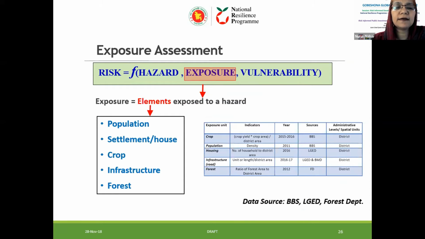And for the exposure, we have only a few items, because the most important thing is to have comprehensive data for all the districts. As the data on population, settlement, crop, infrastructure, and forest was very solid and available for all districts, we only measure these indicators, but we could add more in this system, the DRIP. We can add more in the exposure, like roads. We can break down the infrastructure into different kinds of infrastructure, different kinds of roads, and we can have wetlands later on.